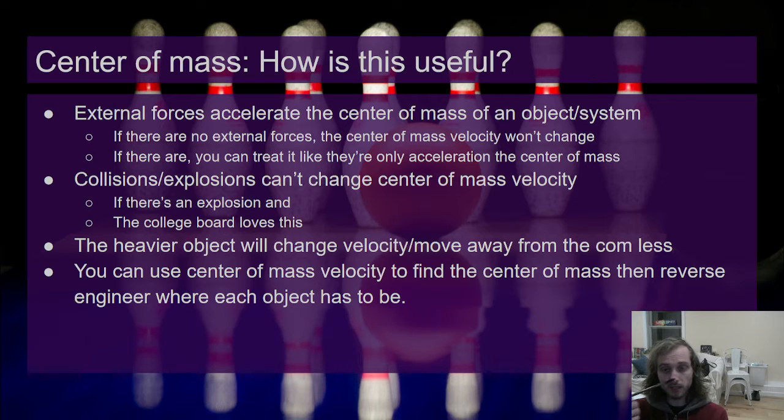Additionally, if you've got a heavier object, that one will change velocity or move away from the center of mass less than an object that is lighter, because the center of mass is going to be closer to the heavy one. So if the center of mass is moving at a constant velocity between two objects, those two objects, if they're different masses from each other, probably can't move with it, because the center of mass needs to get proportionally... if they're moving away from each other, they can't go at the same speed.